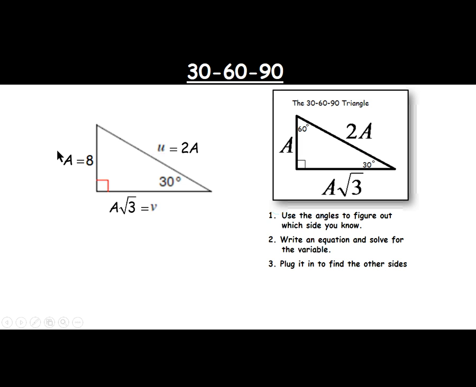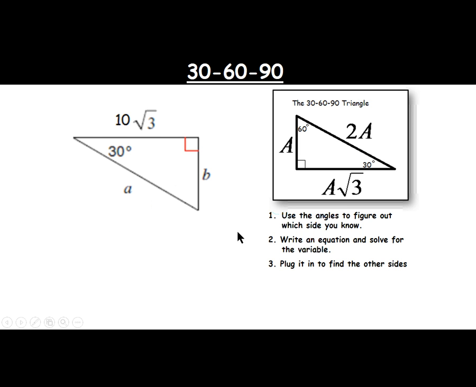Now, one of these equations we can use to solve for a, and it's the easiest one possible. It just says a is 8. So all we got to do is plug 8 in for a in these. If a is 8, then 2a is going to be 16, and a root 3 is going to be 8 square root of 3. And that's it. That's the whole problem.